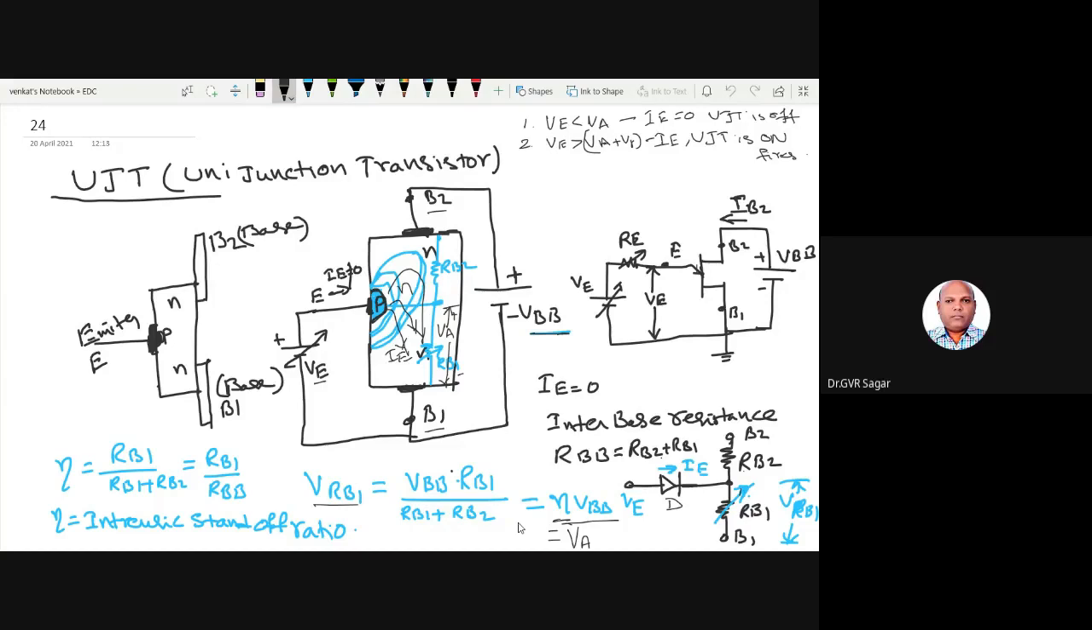Therefore, the voltage drop VE between E and base 1 also decreases, right? The voltage VE between E and base 1 decreases because of the decrease in the resistance. Since the resistance reduces, the voltage drop here automatically reduces too. The voltage from emitter to base is VE, right? So what happens due to this phenomenon here?